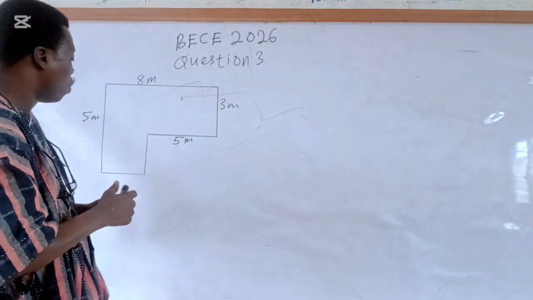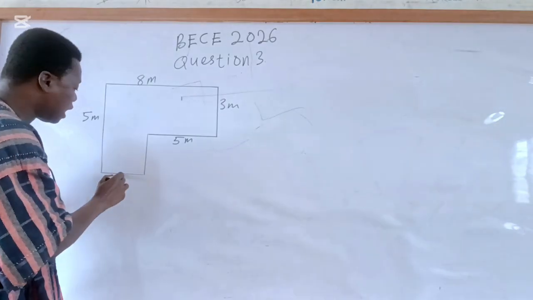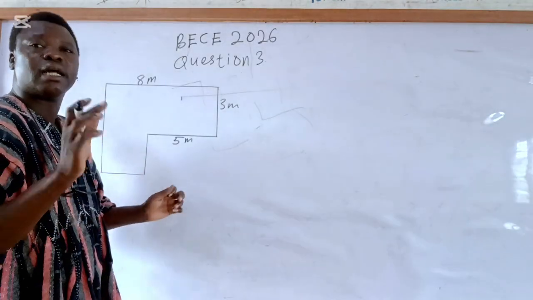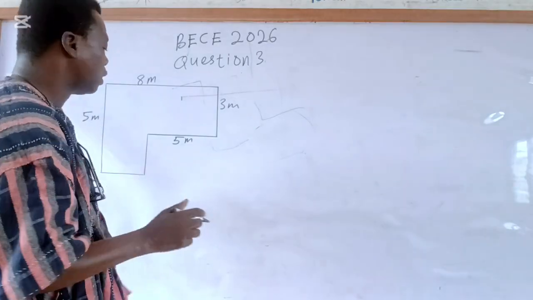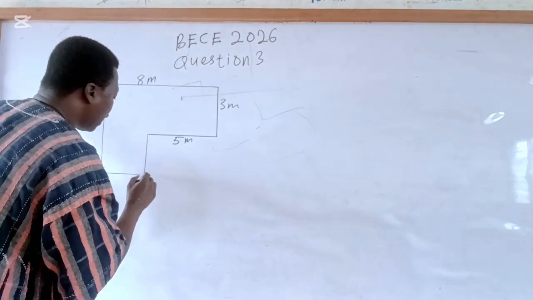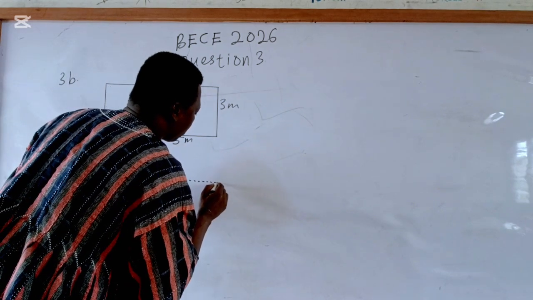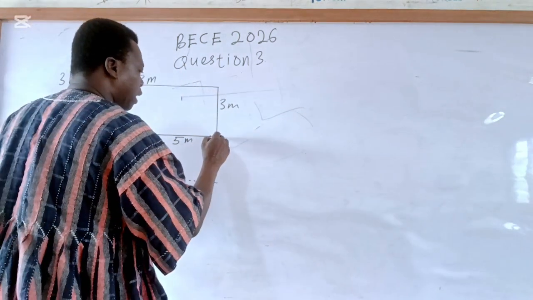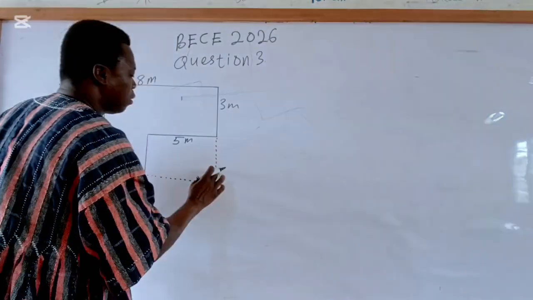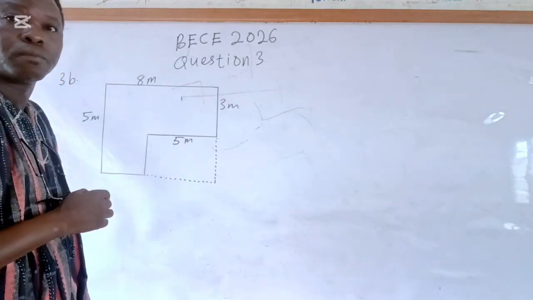So for us to know, we don't know the size of this line. We don't know the size of this line. So let's proceed to look for these two sizes. Then our dimensions are complete. So for us to know that, I will extend this line. And I will extend this line too. My diagram now looks like a rectangle.